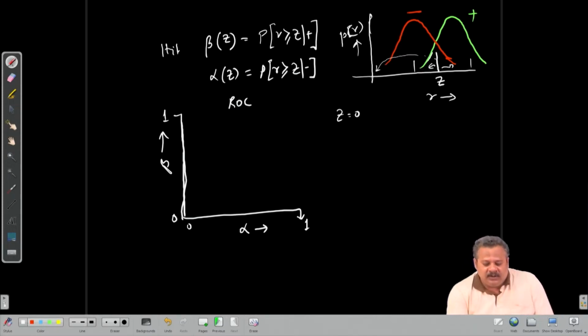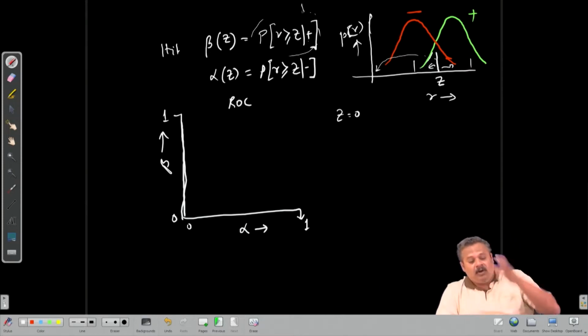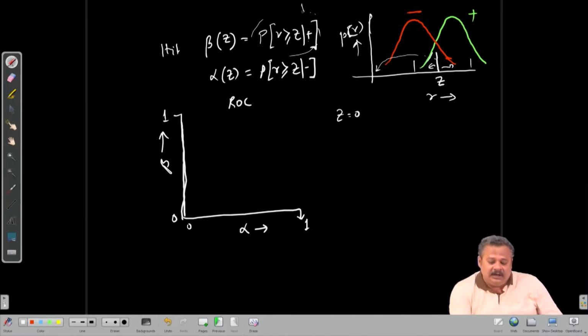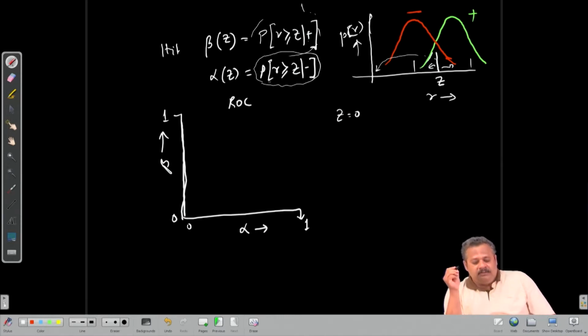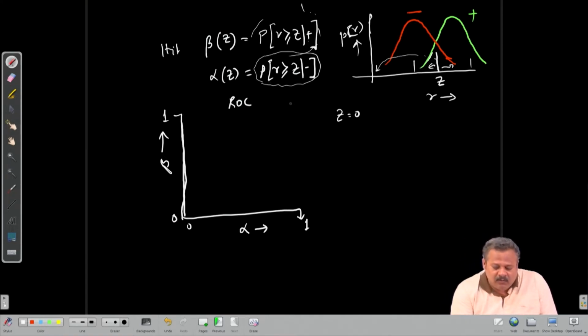So, when z equals 0, the probability r greater than equal to z given plus is obviously going to be 1, because the rate is going to be always greater than z. Similarly, alpha of 0, similarly again it is always going to be 1. So, at z equals 0, we have the position of alpha and beta at the top right corner of this plot.